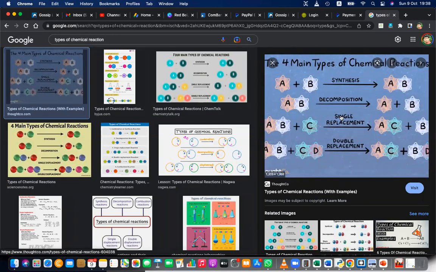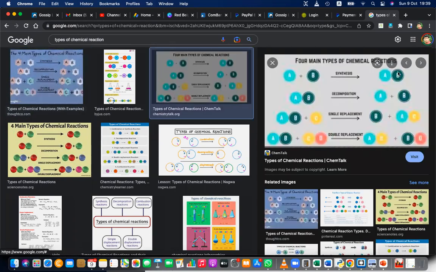Synthesis. Yes, isn't that so? We wrote this, right? Yes, sir. Synthesis, that is mixing, decomposition, breakdown, then single replacement and double replacement. Right? So synthesis means basically mixing 2 compounds, like you can see iron and oxygen. It will create iron oxide, magnesium and oxygen, magnesium oxide. That is synthesis.